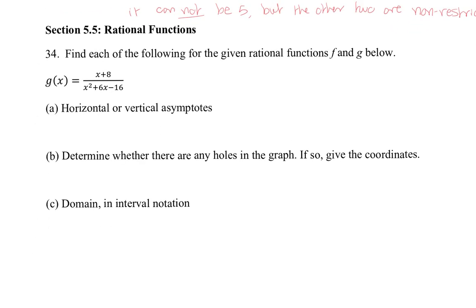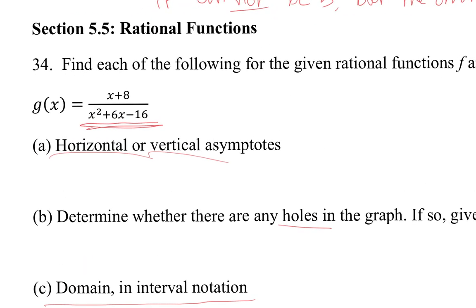We're given this rational function. We're asked to find our horizontal and vertical asymptotes, determine if there are any holes in the graph, give their coordinates, then we're asked for the domain in interval notation. As far as determining our asymptotes goes, that is going to require us to factor our rational function if it is possible to do so. So on top we have a binomial. We know that those can't be factored, but this quadratic down here, that should be able to be factored.